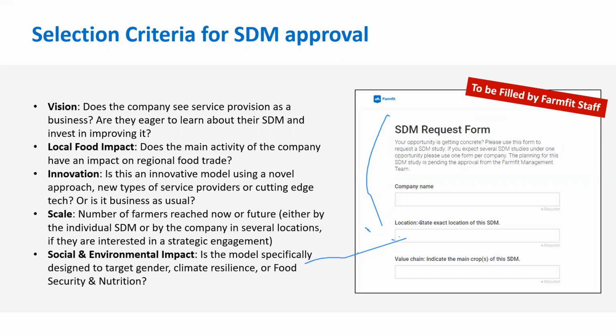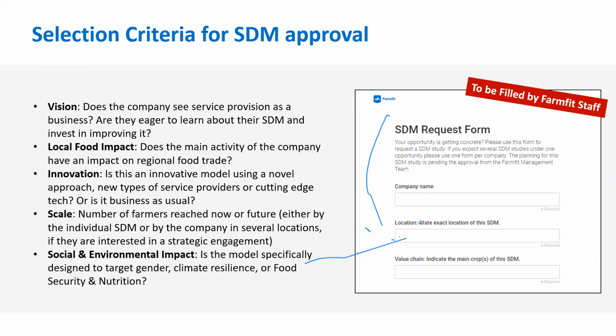So does the main activity of a company have an impact on regional food trade? This is especially a FarmFit criteria. Like I said, we're focusing 70% on staple crops. So we're looking at beans, maize, cassava, all these things. For us, it's really important that companies also have an impact on local food trade.